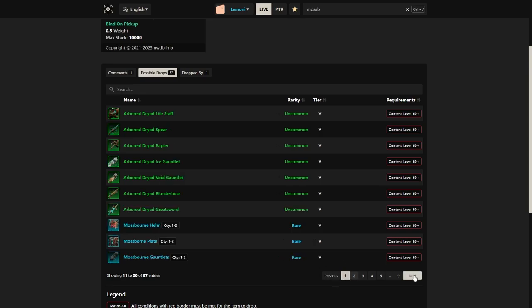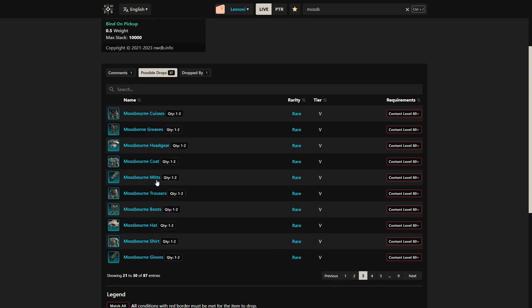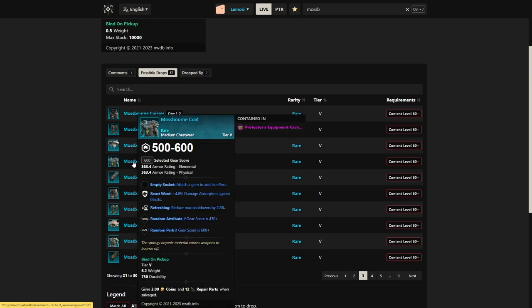But when we're looking at our likelihood of maybe hitting a Mossborn piece, we get the guaranteed Beast Ward and refreshing. It's not like we're rolling all complete random perks and it just has a higher perk pool. These are guaranteed to be on it. You could potentially get that 3-perk BIS, or you just run the 2-perk like most people do for PvE anyway.